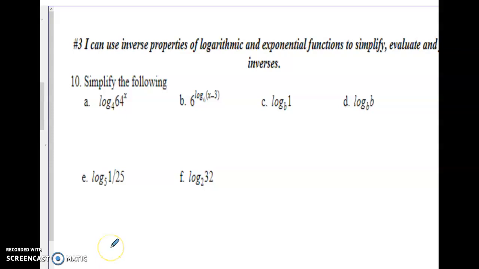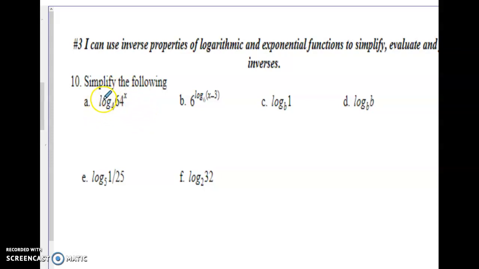So we're still working on Chapter 5 review, and we are beginning with problem number 10. This is on page 2, so if you're printed front to back, it'd be on the back of the front page. Page 2 starting with problem number 10. And what we're doing here is simplifying.